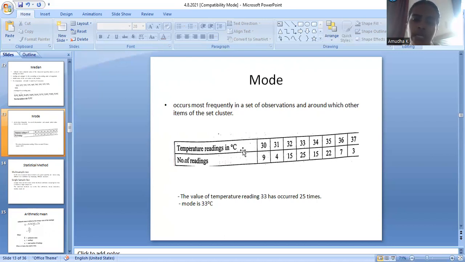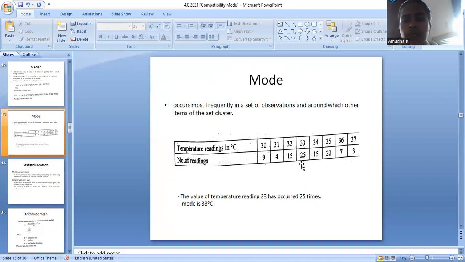In that, 30 degrees Celsius occurred 9 times. 31 degrees Celsius occurred 4 times. 32 degrees Celsius occurred 15 times. 33 degrees Celsius occurred 25 times. So in that, which reading occurred most frequently? 33 degrees Celsius, because it occurred 25 times. So the mode is 33 degrees Celsius.